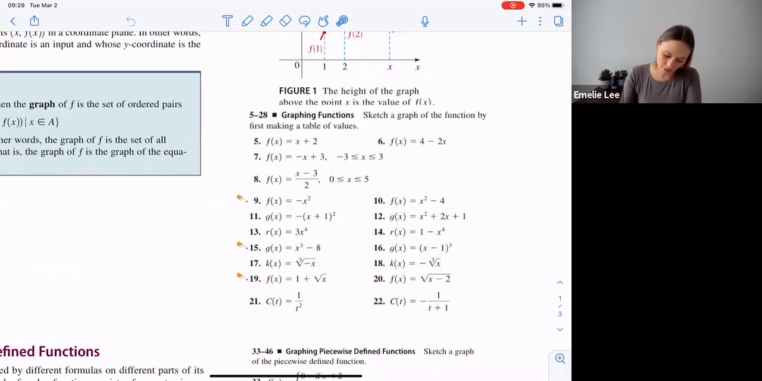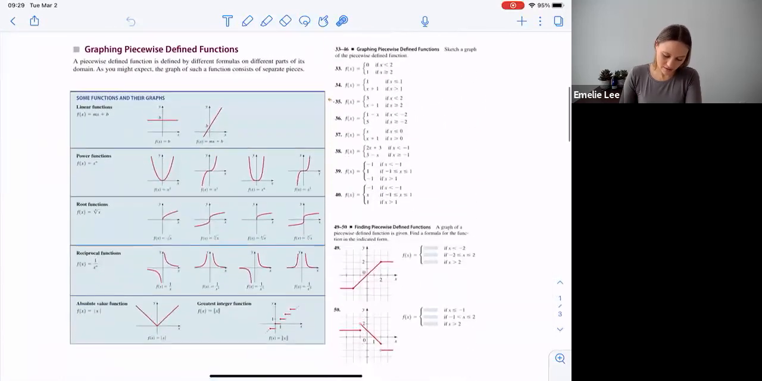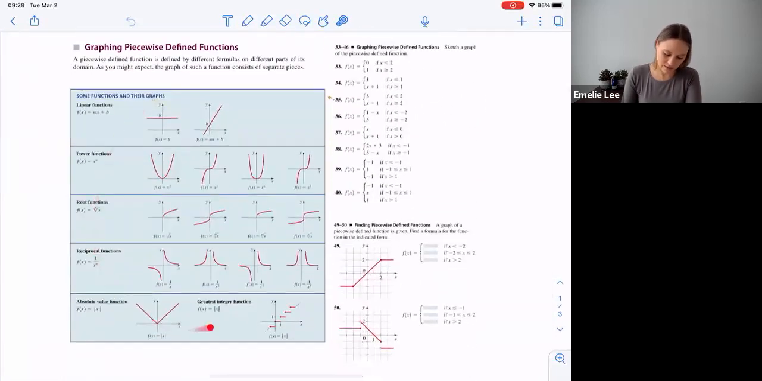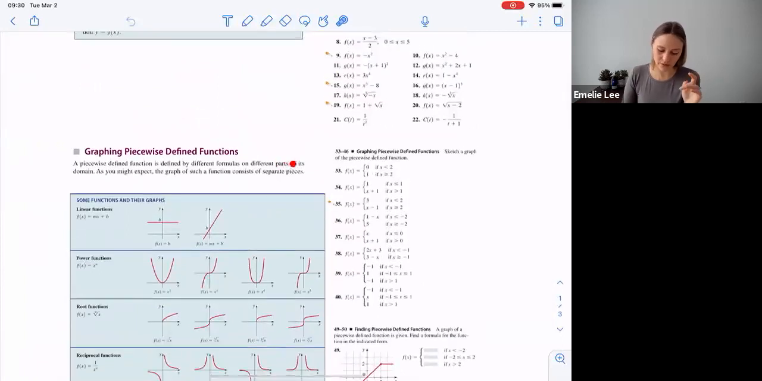But for now, right, so here, I don't really want you to make a table of values. It's a real waste of time. And honestly, until you know the shapes, so here, these are what I'm going to call the shapes of each of these functions, it's going to be hard to graph with just a table of values. So, but before we go there, I want to talk about piecewise defined functions.